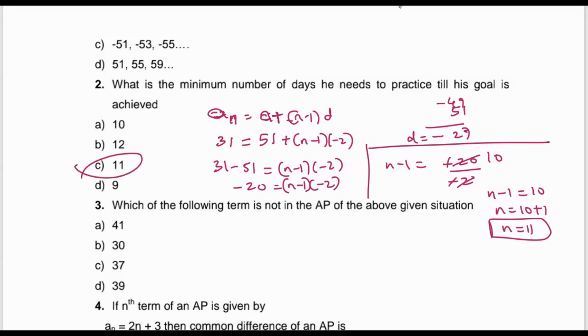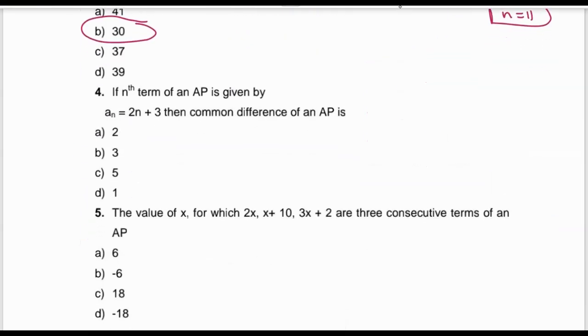So the next one is: which of the following terms is not in the AP? The AP, you can see, is in the form of odd numbers. Here 30 is an even number, so the answer cannot be in the sequence. When you add an odd number with an even number, we get an odd number itself. So the answer is 30; it is an even number, so we will not get it in the sequence. Then the next one: they've given the nth term of an AP as an equals 2n plus 3.